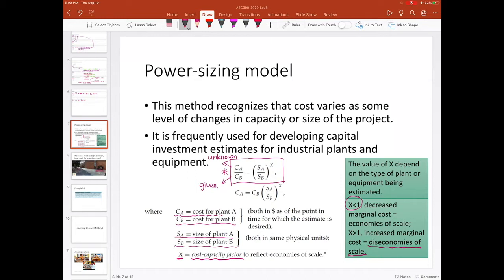So you want to build bigger plants. You want to pave wider roads. And if x is bigger than 1, which means the more you produce, the higher the marginal cost you're going to have. Then you're going to experience diseconomies of scale, and that's not what you want. Maybe building a larger plant or producing more is not a good idea. Okay, but you don't have to worry about that. It's just something additional I want you to learn from this.